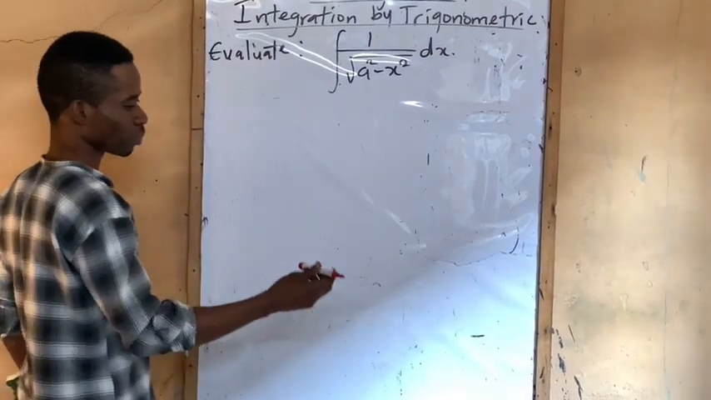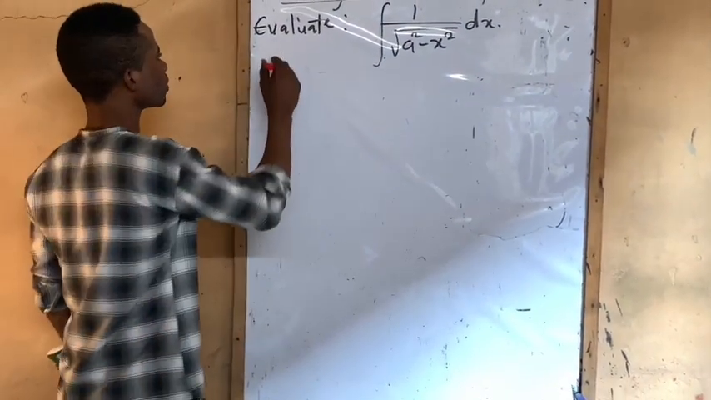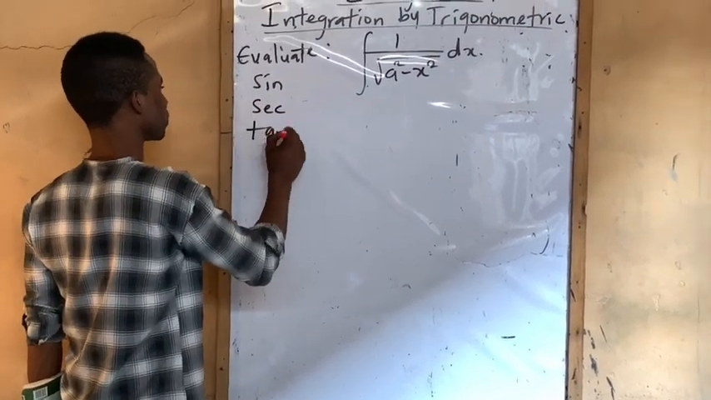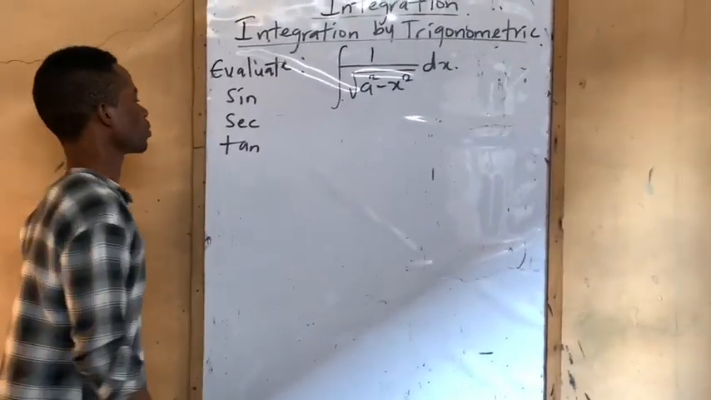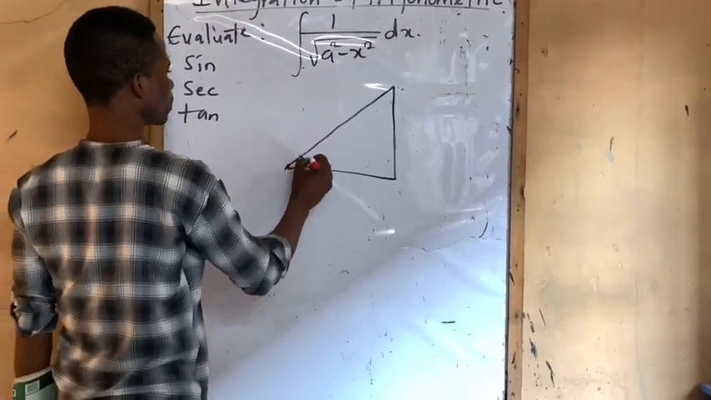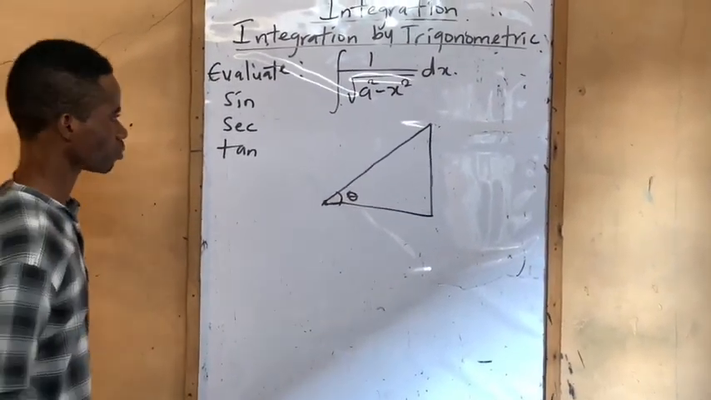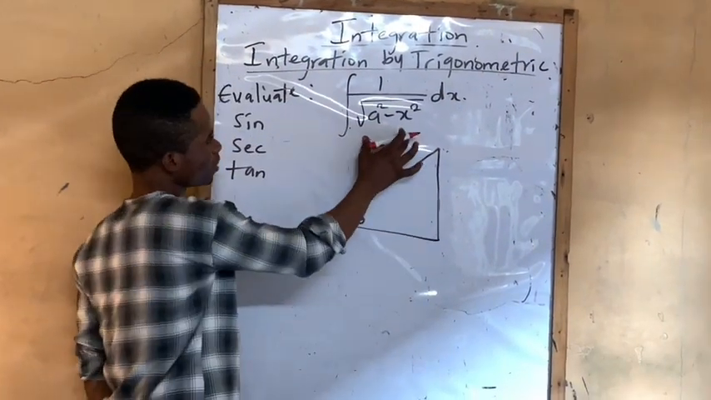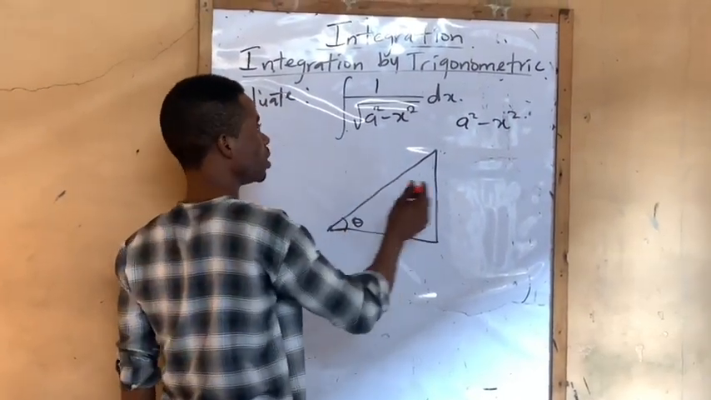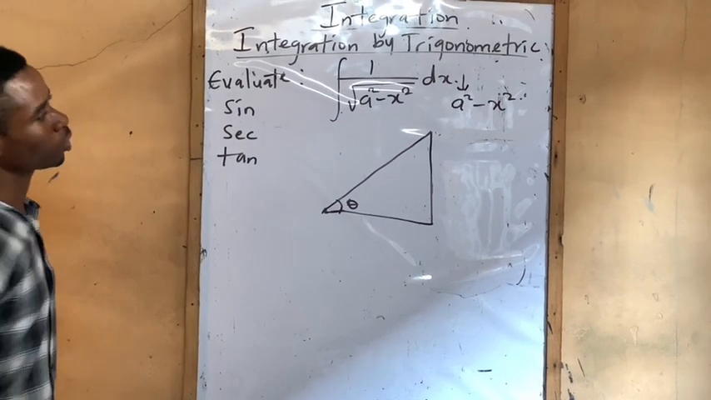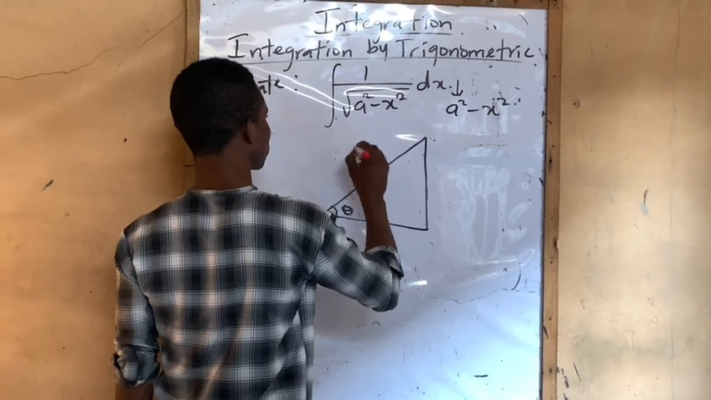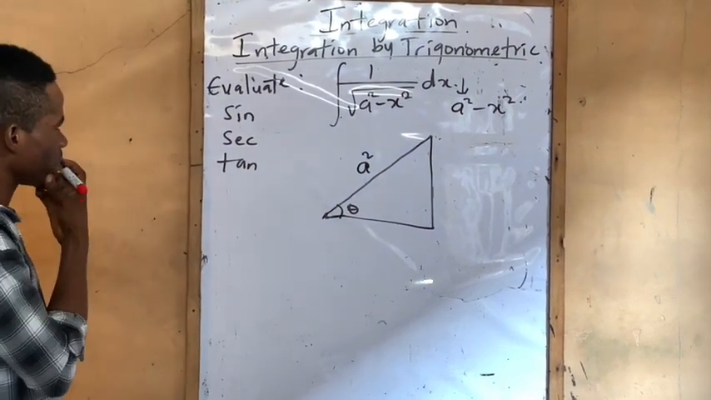Okay, this is the second example. Like I told you before, we work with sine, do not forget sec and tan. These are the 3 things we work with. Now you draw your triangle and put your theta here. The first thing is that when you see a squared minus x squared, definitely this is your hypotenuse. Hypotenuse will come first, it's the largest. If this is your hypotenuse, what will be the x?